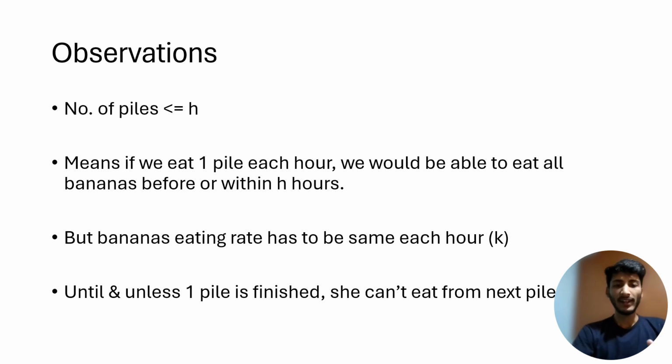Until and unless one pile is finished, she can't eat from another pile. Exactly, that is a very important point here. As the question also mentioned, you have to eat from one pile in each hour. If you are not able to finish that pile in the first hour, you can eat as much as the value of k, and in the next hour finish the remaining half. All right, let's move on to the next slide.